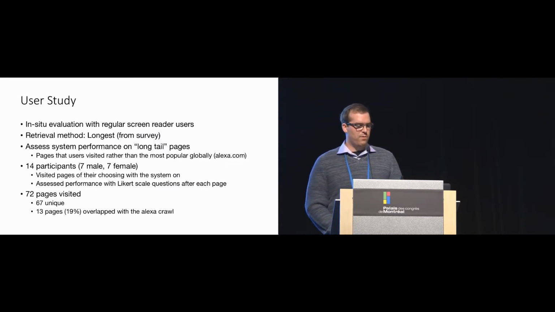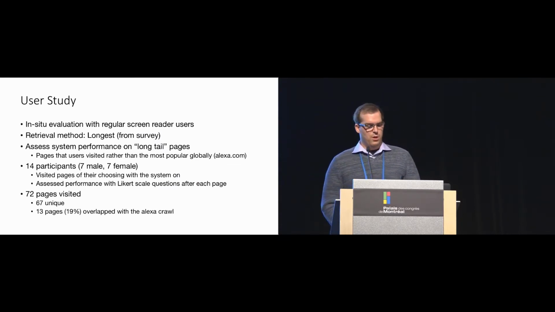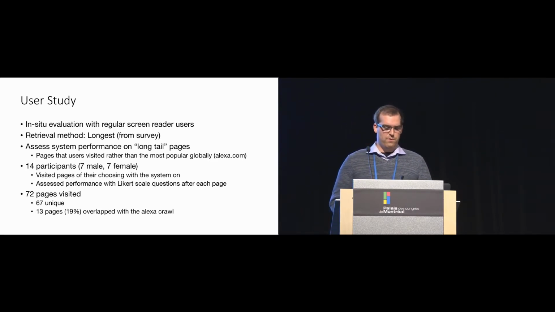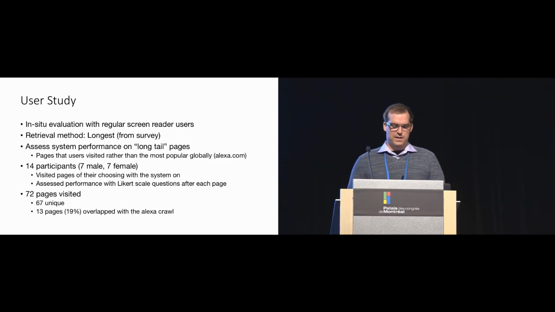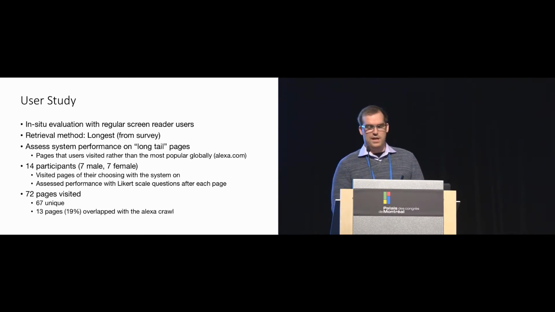To assess the system's performance in more of a real-world situation, we performed an in-situ evaluation with regular screen reader users. This assessed system performance on the long-tail pages rather than the most popular globally. The study was gender balanced, and the participants were free to visit any page they would like with the system on. They were encouraged to give feedback about any aspects of the system and assess performance using Likert scale questions at the end of each page. There was a total of 72 pages visited, 67 of these were unique, and 13 of these pages overlapped with the Alexa crawl.